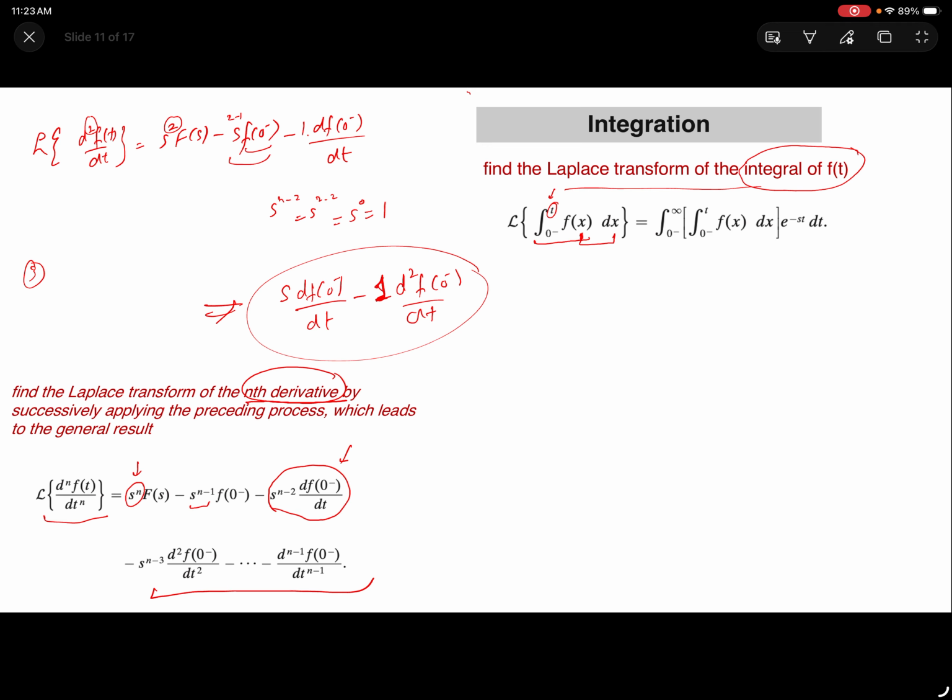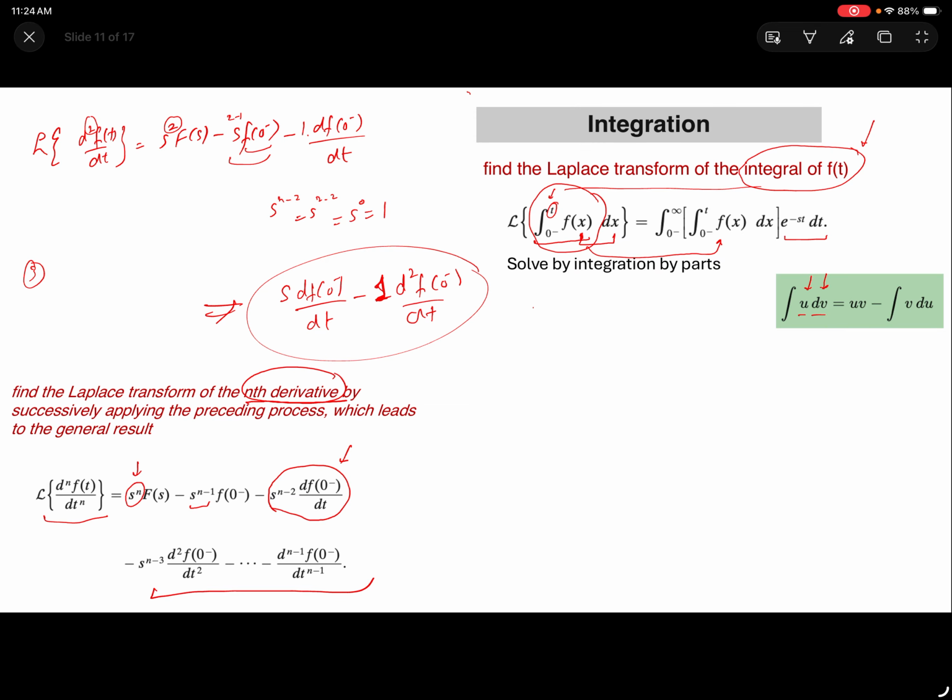And I'm interested in finding the Laplace transform of this integral. So this entire function is going to appear in the integration over here, and then e raised to the power minus st dt. Whenever I come across this, I have to solve this entire thing by parts. So let's do this again. Let me define what u is, what dv is, and then find the values.